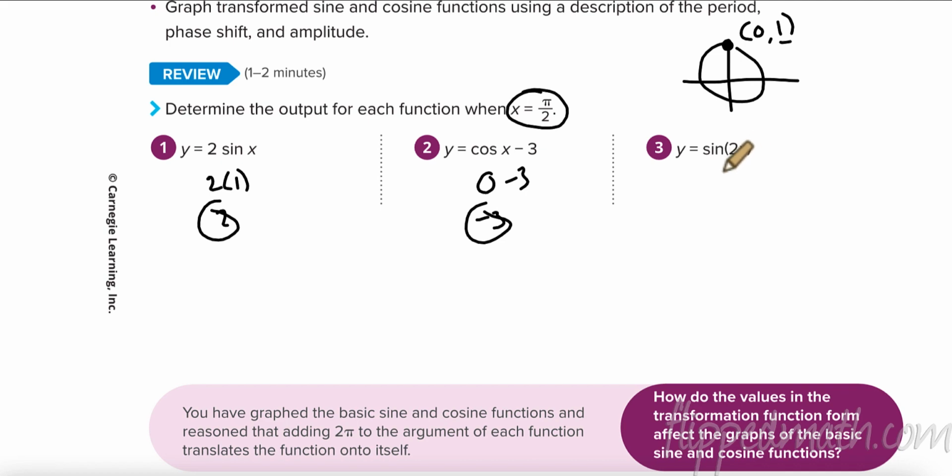So this is saying the sine of 2 times pi over 2. Well, that is really the same thing as sine of pi. And the sine of pi is right here, and that would be 0. All right, so let's get to the really fun stuff today. We're going to be graphing.